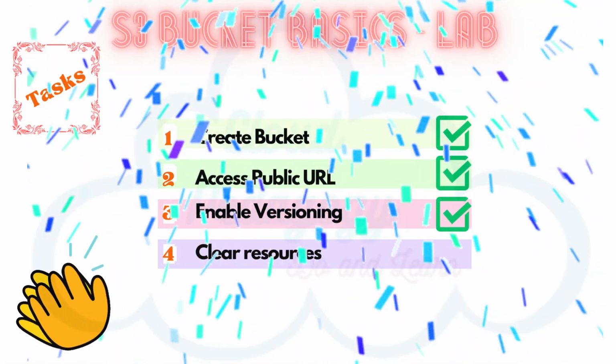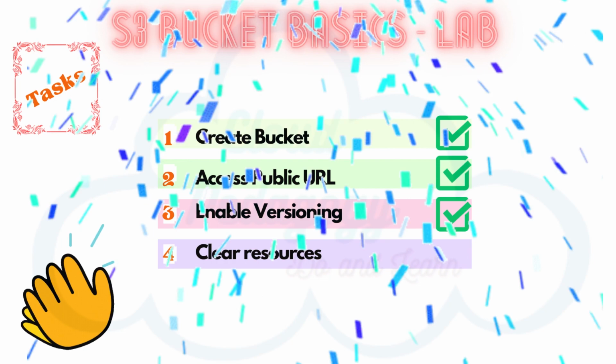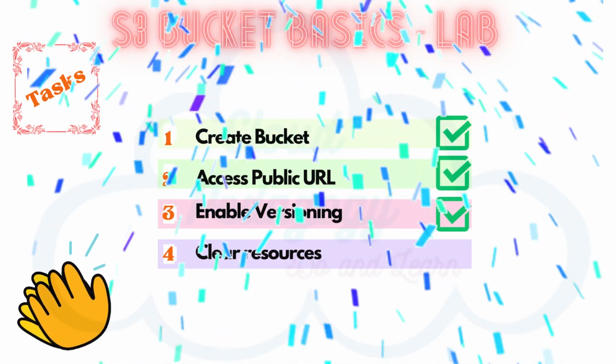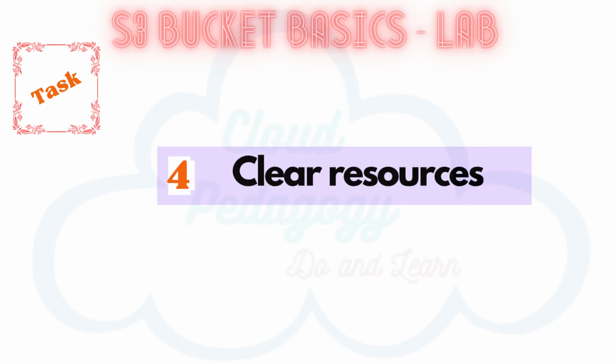Congrats, you have used versioning to preserve, retrieve and restore every version of every object stored in your Amazon S3 bucket. In the final task, we'll clear all the resources. As we know already, bucket names are unique. If you delete a bucket, another AWS user can use the name. If you want to continue to use the same bucket name, don't delete the bucket. Instead, it's recommended that you empty the bucket and keep it.